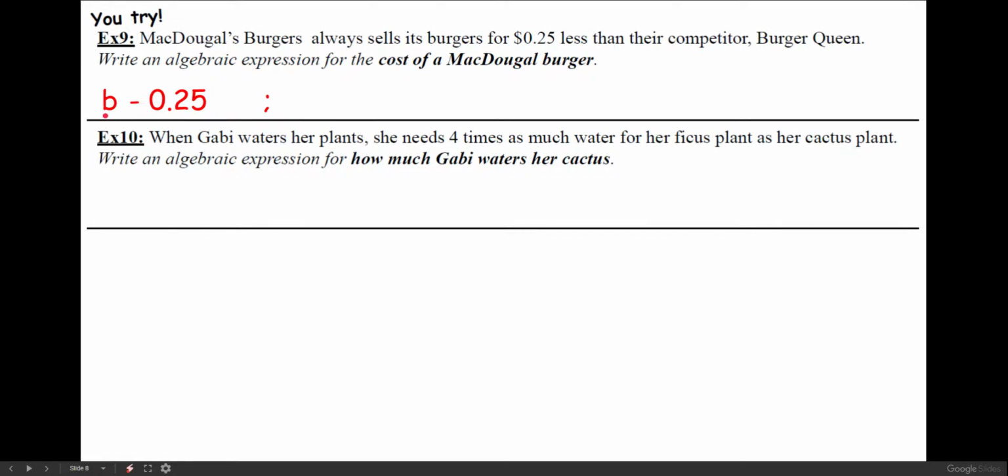So what does B stand for? Is that the cost of a McDougal burger? No, that's the cost of a Burger Queen burger. So the expression is B minus 25. How about example 10?